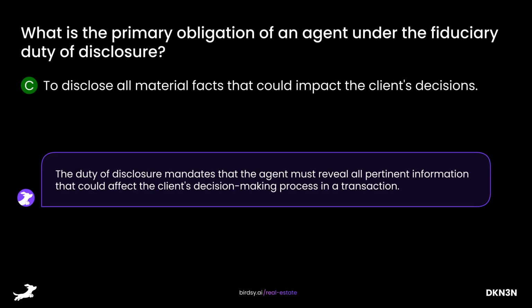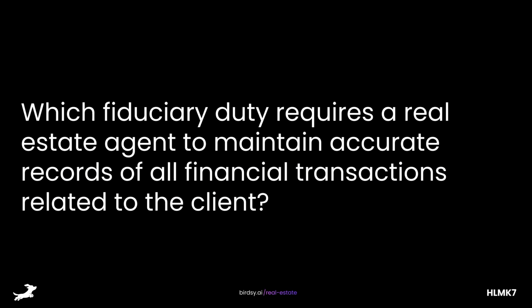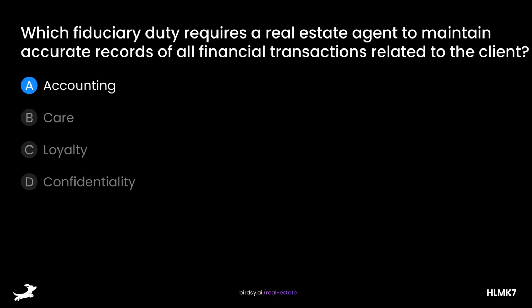The duty of disclosure mandates that the agent must reveal all pertinent information that could affect the client's decision-making process in a transaction. Which fiduciary duty requires a real estate agent to maintain accurate records of all financial transactions related to the client? Is it A, accounting, B, care, C, loyalty, or D, confidentiality? The answer is A, accounting.